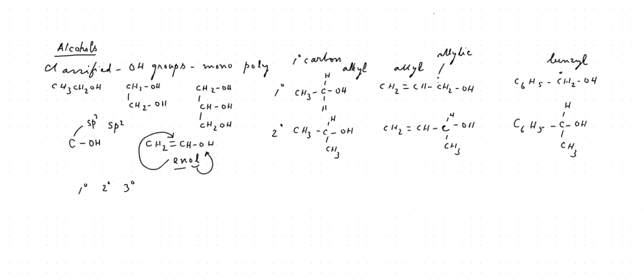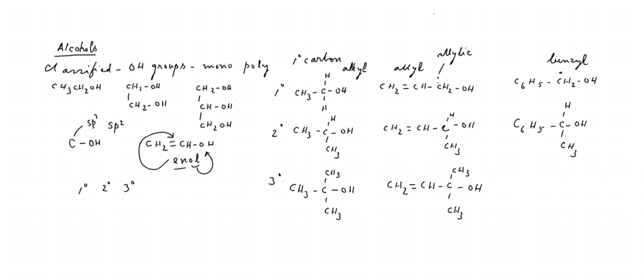And then tertiary alcohol, if that remaining one hydrogen is also replaced by a carbon chain: CH3, C, here also CH3, and here also CH3, OH. This is a tertiary alcohol. Similarly, in the allylic system also, CH2=CH-C, another H is also replaced by CH3 and OH. This is a tertiary allylic carbon.